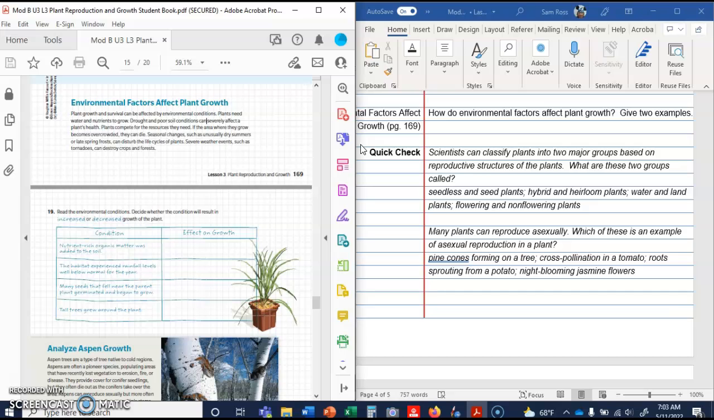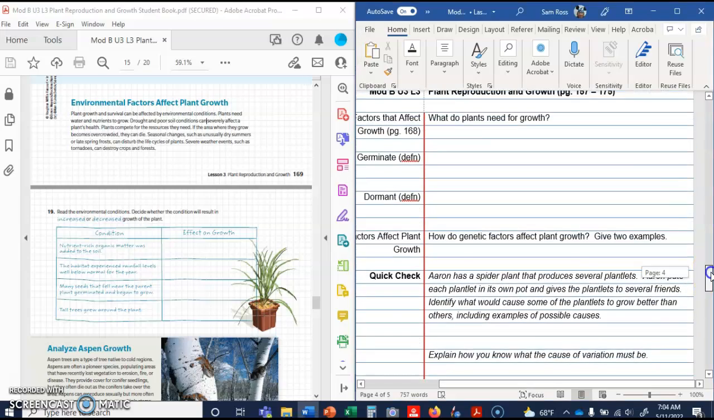Scientists can classify plants into 2 major groups based on reproductive structures of plants. What are these 2 groups called? They are the seedless and the seed plants right here, the seedless and the seed plants. And then many plants can reproduce asexually. Which of these is an example of asexual reproduction? And that is roots sprouting from a tomato or a potato. That's a tuber, roots sprouting from a potato.